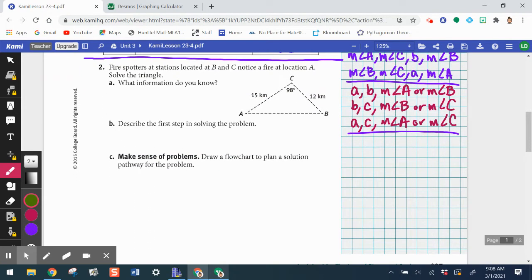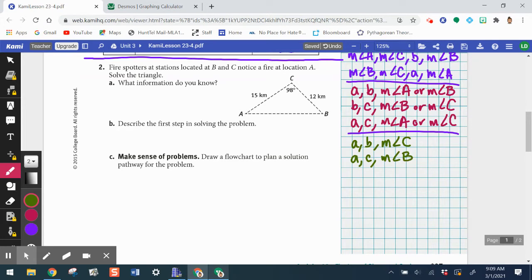So one combination could be if we knew the length of a and b and the measure of angle C, we're going to use the law of cosines. Likewise, there are other combinations as well. If we knew the length of a and the length of c, but we knew the measure of angle B, we could use the law of cosines.